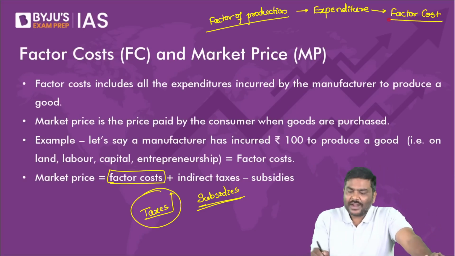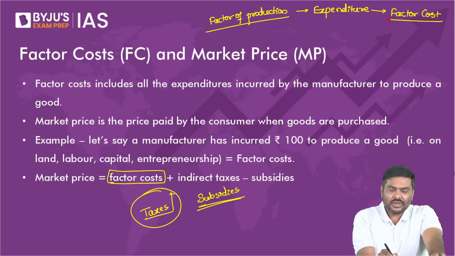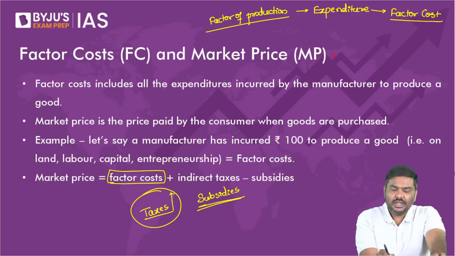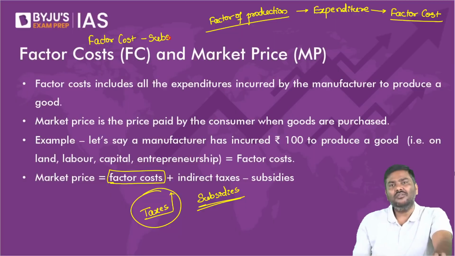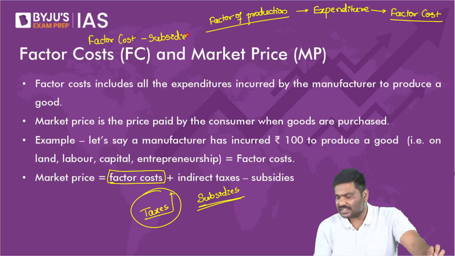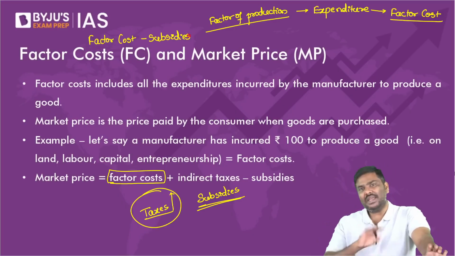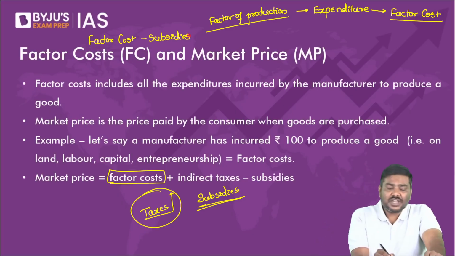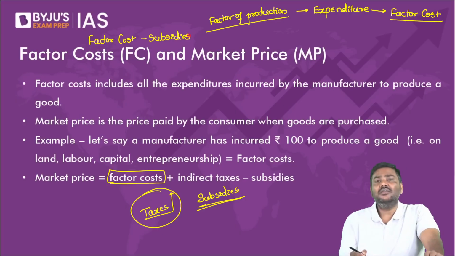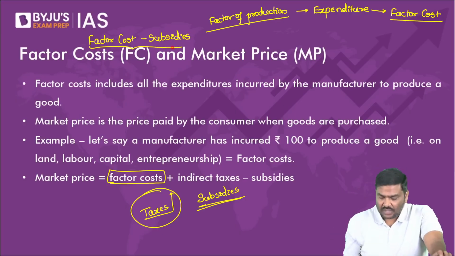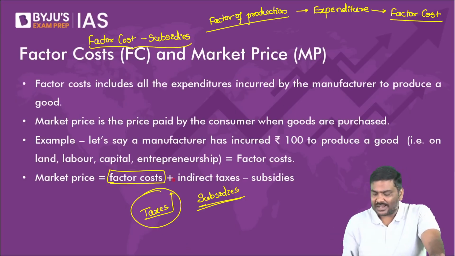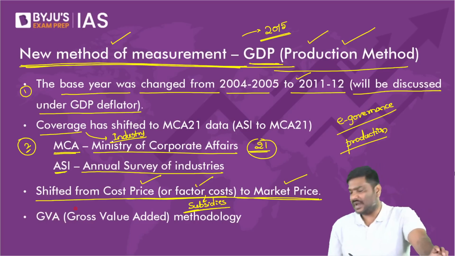Now, factor cost is taken. Have a look at this. Factor cost is taken, and can I simply say the subsidies given by the government will reduce the price. Anybody has a problem? Subsidies given by the government will reduce the price of the product. This was generally considered as, understand this, the cost price. This was earlier considered as a cost price.